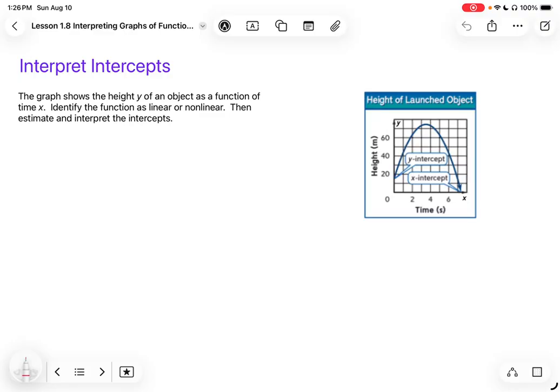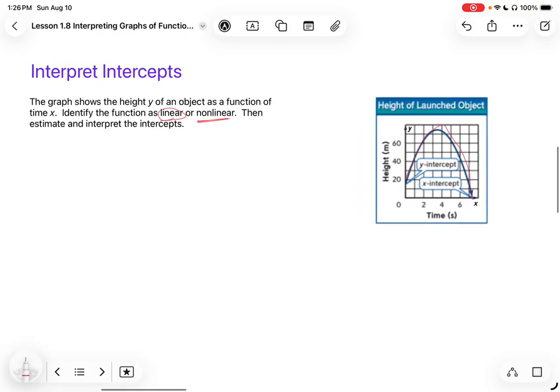So first, let's identify the function as being linear or nonlinear. That's really easy to do because linear means it's a line and nonlinear means it's not a line. It's pretty obvious when we look at this that it is not a line because it curves, it goes up and then it goes back down. So we would say that this is nonlinear, and the reason why is the graph is a curve, not a line.